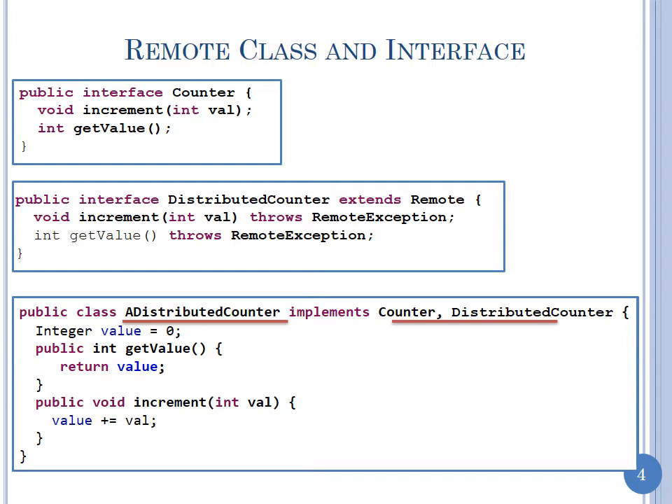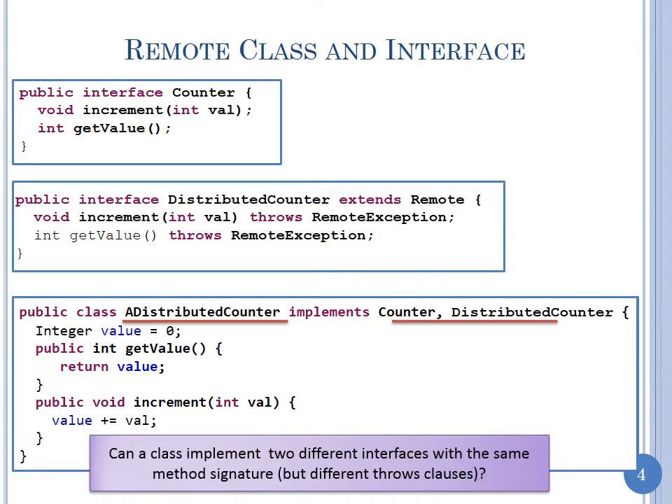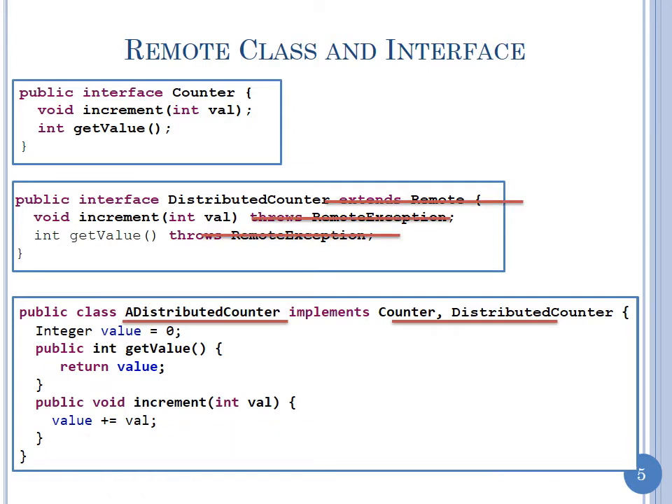Is that even legal? It must be legal because I've shown you this code. It must work. If it's legal, what are the rules that allow it to be legal? So we want to answer the question: can a class implement two different interfaces with the same method signature but different throws clauses? That's one question, and I'm going to try to answer a simpler question first. We'll get to the answer gradually.